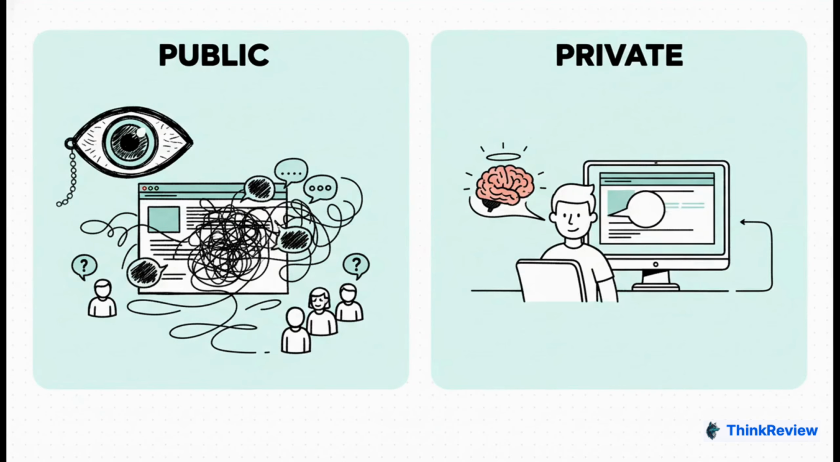So, this sets up a really clear philosophical divide, doesn't it? On one hand, you have the AI as a public auditor. It's out in the open, enforcing team standards, leaving a clear paper trail. On the other hand, you have the AI as a private co-pilot. It's just for you, helping you get your thoughts straight without cluttering up the main conversation.